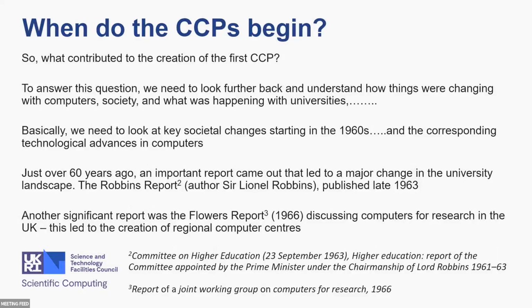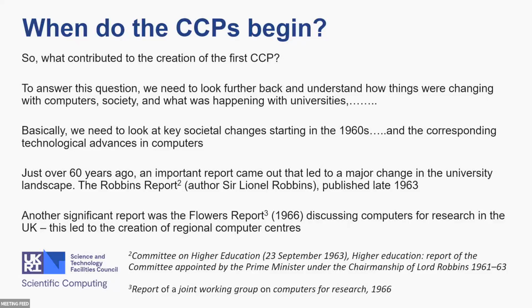So when did they begin, and what really contributed to their creation? We have to look back, as I said, back into the 60s when things were changing. We were coming to the end of the baby boomer, so there were a lot of people coming into the sort of age group that they'd want to go to university. So there were a lot of societal changes, and there was a lot of technology changing as well. Computers were becoming usable, and people wanted to make access to them.